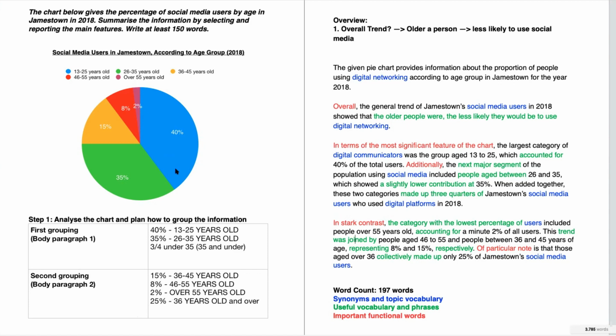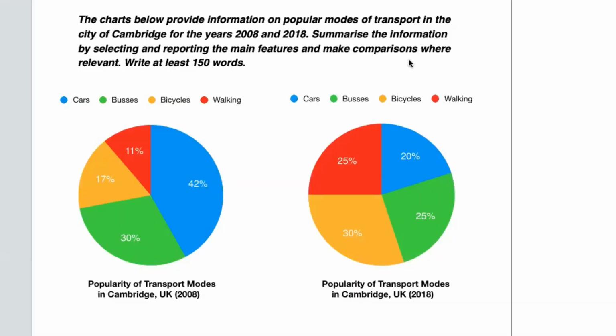Now we're going to take things up a notch and look at our second example for today, looking at two pie charts together. And here is our second example. So of course we have two pie charts here. So I'm going to read our prompt first, and then we are going to basically replicate what we've just done, but just add in some comparing and contrasting.